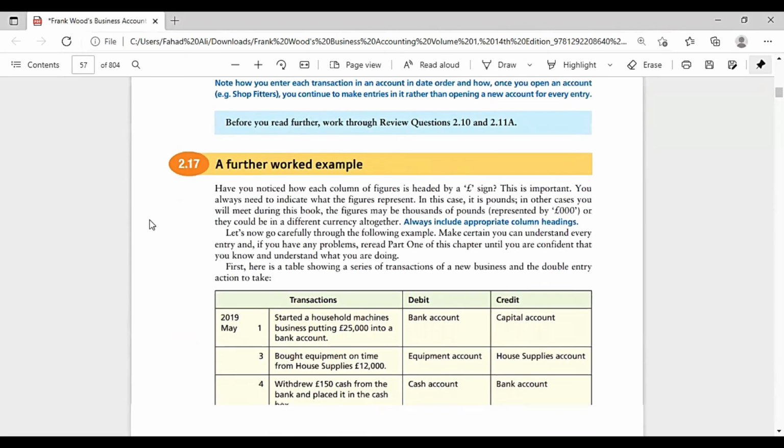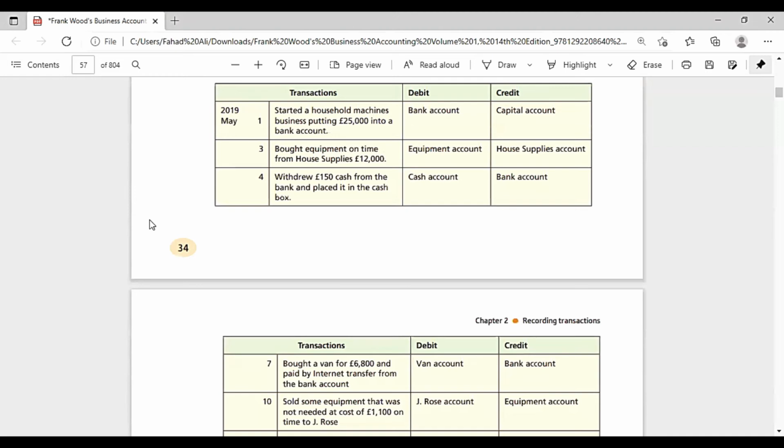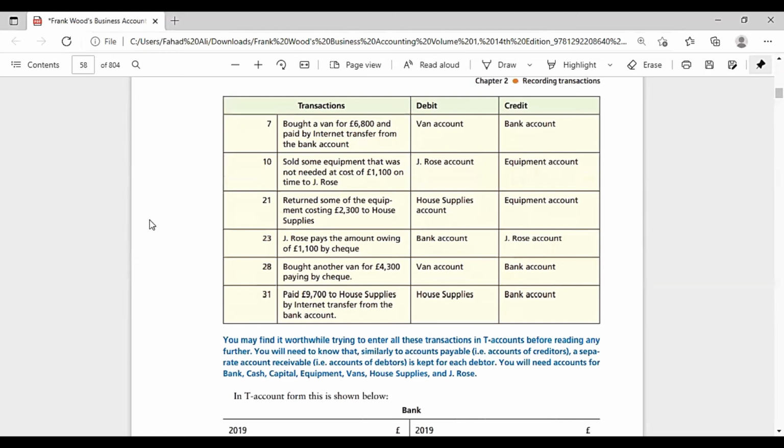We can see the example of this like this. The transactions: started a household machines business putting 25,000 into a bank account, so bank debit and capital credit. Bought equipment on time from house supplies limited. On time means on credit, so equipment debit and house supplies limited account credit. Withdrew 150 cash from the bank and placed it in the cash box, so cash account debit and bank account credit, because from the bank the amount is taken out.